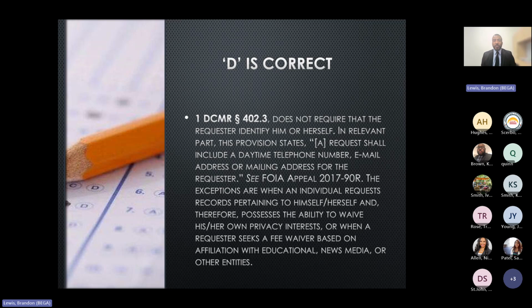Okay, 1 DCMR section 402.3 does not require that the requester identify him or herself. In relevant part, the provision states that a request shall include a daytime phone number, email address, or mailing address for the requester. And the exceptions to this are when an individual requests records pertaining to himself or herself, and therefore possesses the ability to waive his or her own privacy interests, or when a requester seeks a fee waiver based on affiliation with educational, news media, or other entities.